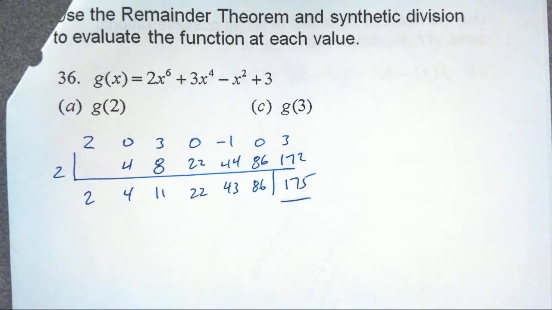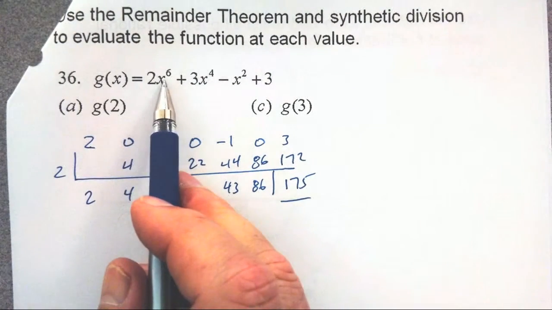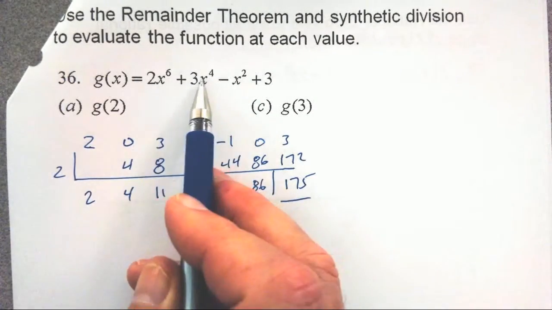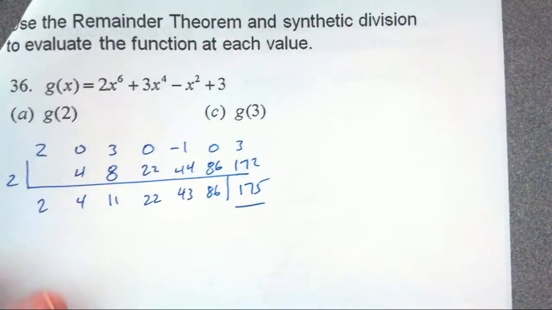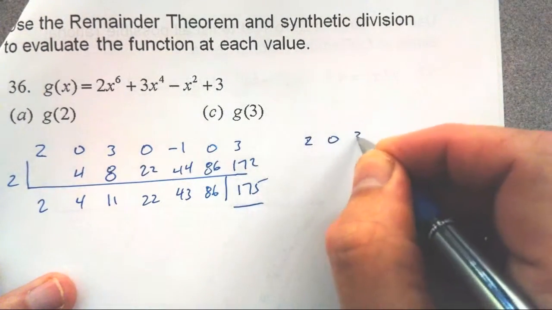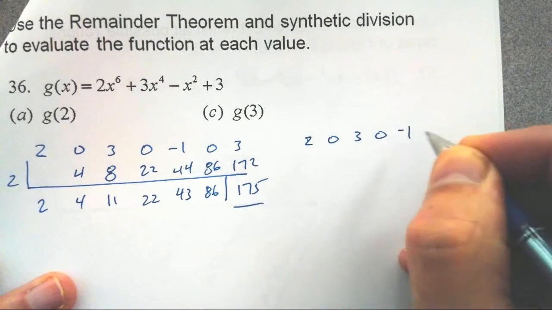You're like, well, that wasn't so easy. Well, then do this. Take 2 to the 6th, figure out what that is. Take 2 to the 4th, figure out what that is. Multiply by 3. I'm not so sure this isn't a pretty viable option. Let's set this up for 3. 2, 0, 3, 0, negative 1, 0, 3.